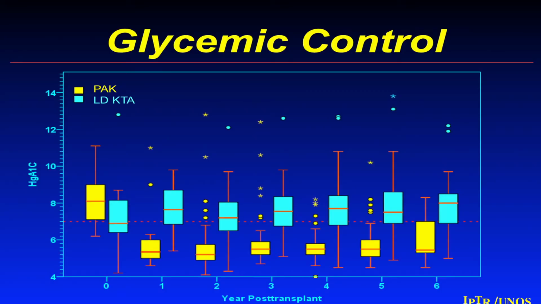But more importantly, look at this, the glycemic control, PAKs versus living donor KTAs. These are the hemoglobin A1C levels, patient with a functioning pancreas versus patient with a living donor kidney transplant. And no matter how hard they try, how much they are involved in intensive insulin therapy, this is what eventually kills them, or the consequences of the high blood sugar level.